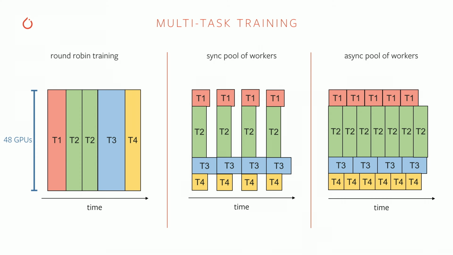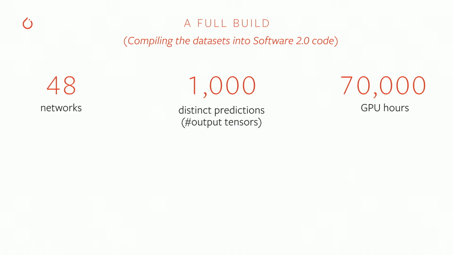And then you can arrange them in a synchronous or asynchronous way, or play with this to really squeeze all the juice out of it. But all in all, if you're trying to train all of the neural networks for the Autopilot, it's actually a fairly expensive task. In particular, today we would train 48 different networks that make 1,000 different predictions. This is just if you count the number of output tensors. And it takes 70,000 GPU hours to compile the Autopilot, at least the neural network stack.